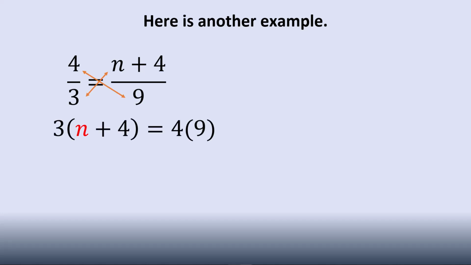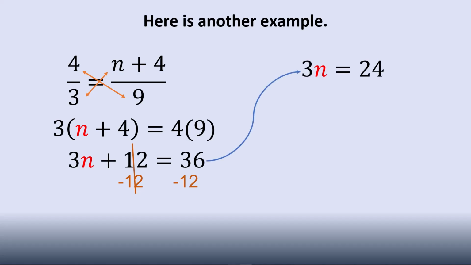We cross-multiply. 4 times 9 is 36. 3 times n plus 4 we distribute to be 3n plus 12. We subtract 12 from both sides. We get 3n equals 24. Divide both sides by 3, n equals 8.